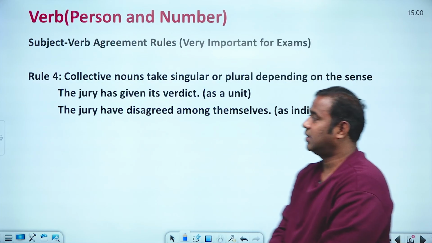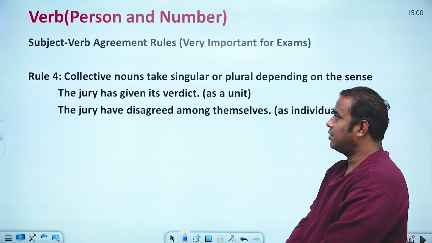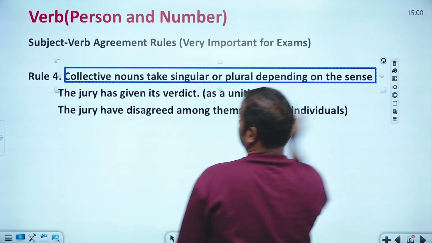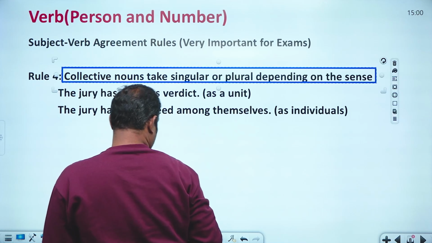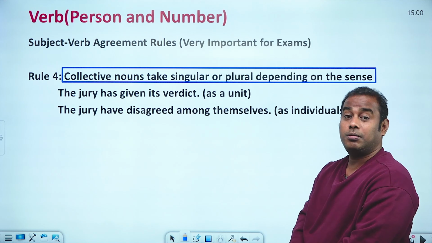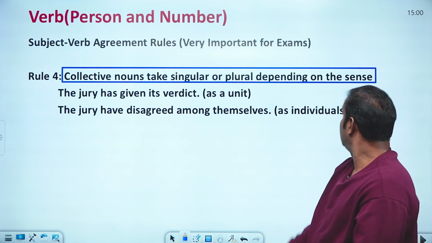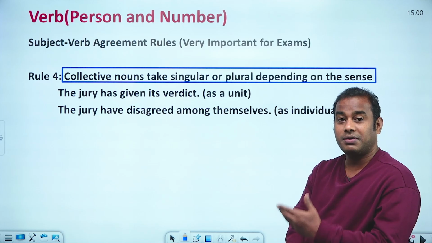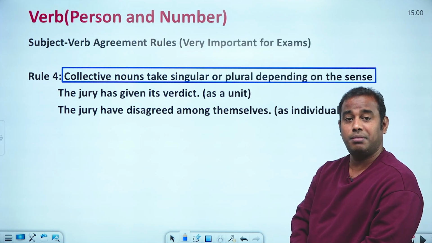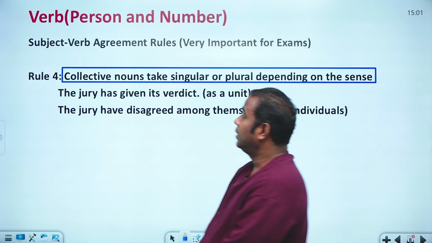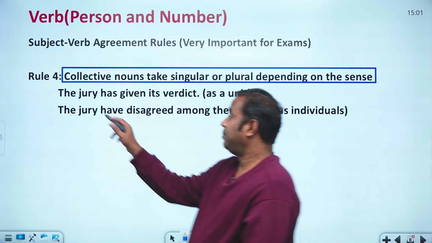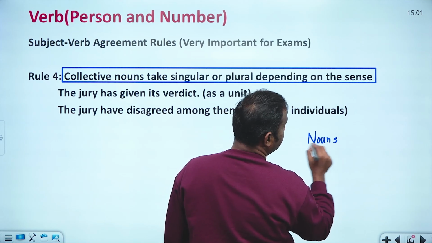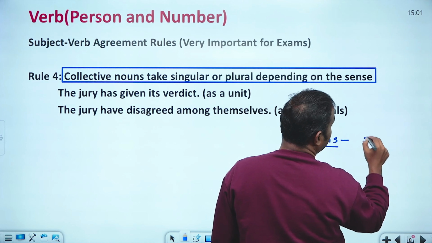Then the fourth rule is collective nouns. The collective noun takes a singular or plural verb depending upon the sense that the sentence actually makes. Look at one point here. The jury has given its verdict. Basically, if you go through the nouns topic, we have discussed one topic called the collective noun.